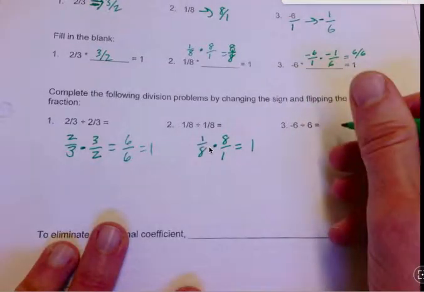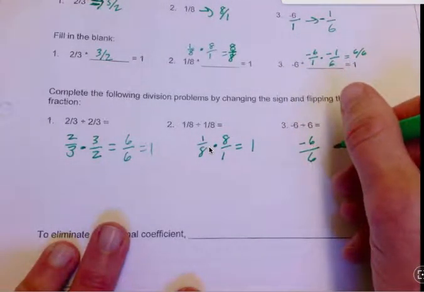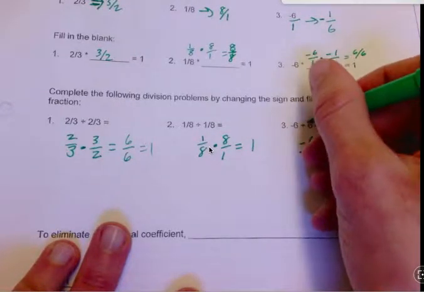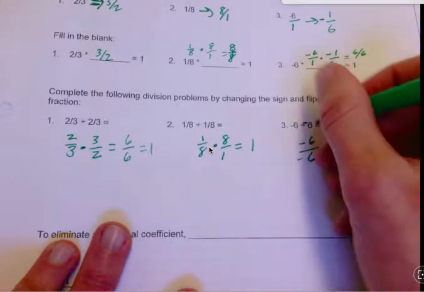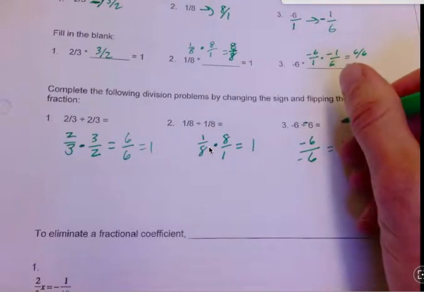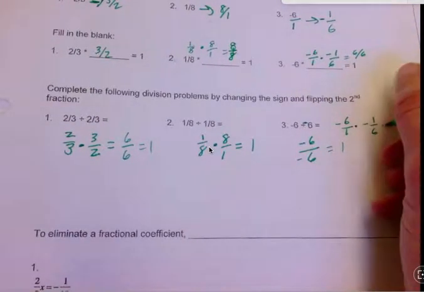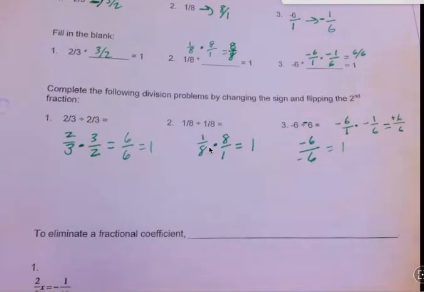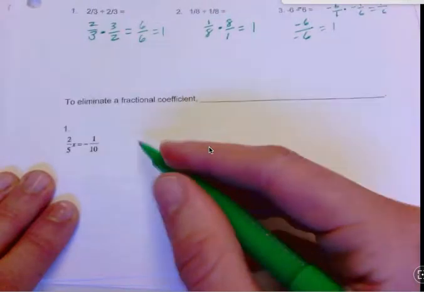And -6 divided by -6, well, we could just write it like, this should be -6 over -6, which will equal 1. This one seems a little silly to do as a reciprocal, but if you did, it would look something like this. Equals +6 over 6.